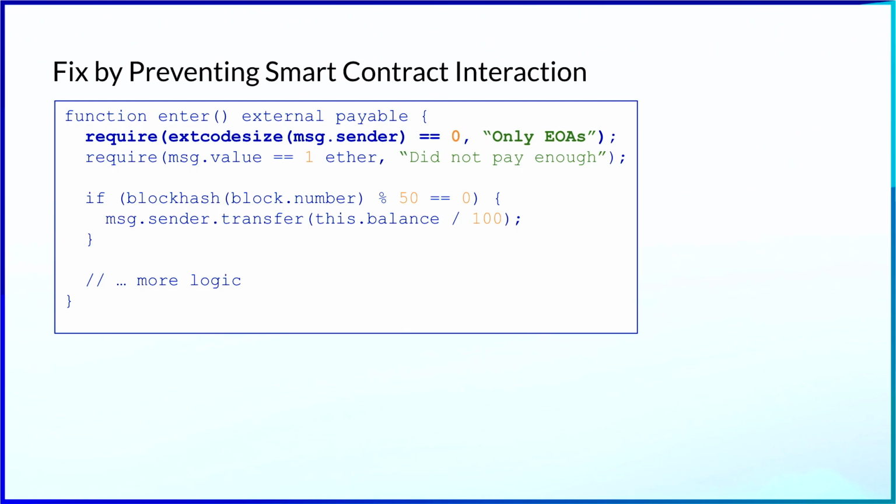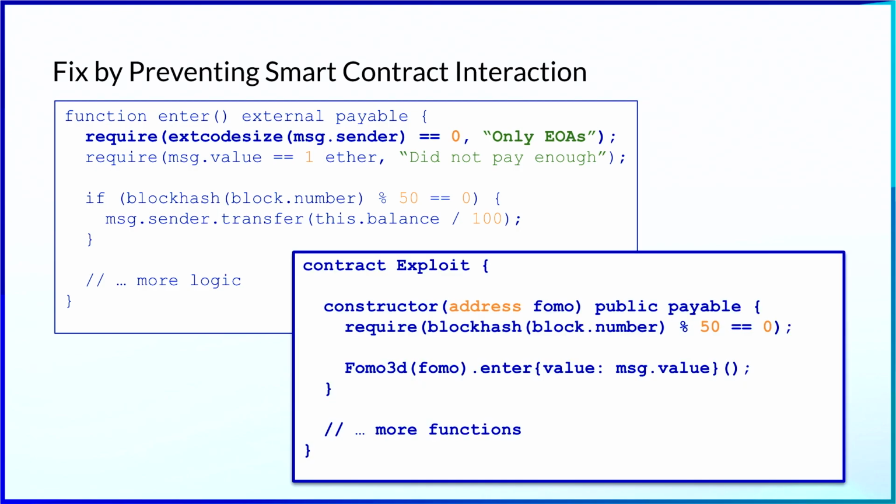So that was the protection that they chose to use. And it was actually wrong, because we know that there are several moments in the life cycle of a smart contract when it still doesn't have any code on chain. One of them being the moment of construction. So I could still exploit it in the very same way by moving the exploit code into a constructor of my smart contract exploit. It would do the same thing, check that the block hash mod 50 is 0, and it would buy into Fomo only if it is mod 50 0.